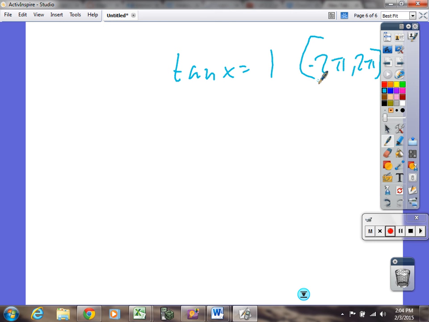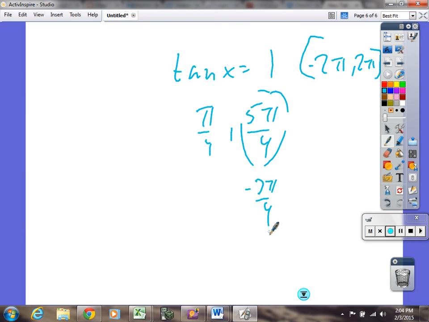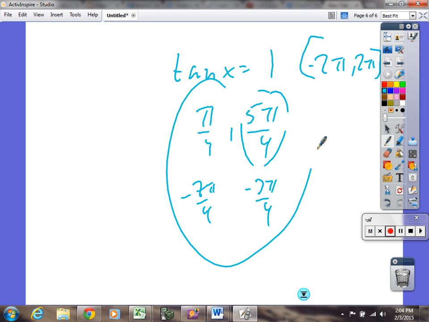Because where does it equal 1? Where does tangent equal 1? We're at the pi fourths and 5 pi fourths. We're in quadrant 1 and quadrant 3, right? Yeah. Does that make sense? Now, what is this as a coterminal angle that's negative? Negative 3 pi fourths. What's this? Negative 7 pi fourths. Those are the 4 spots.